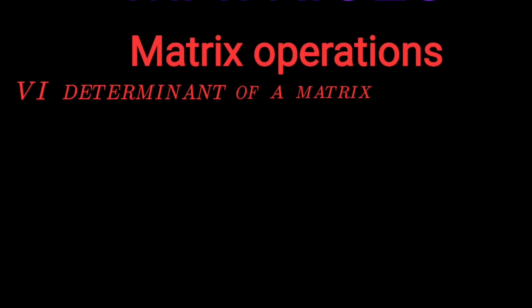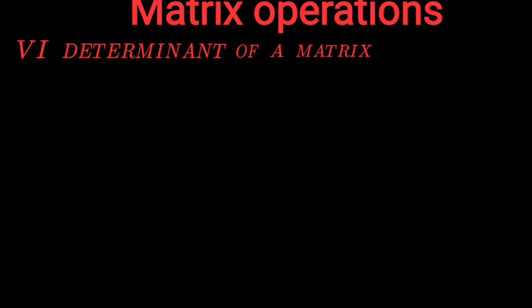Okay, so let's start. The first thing that you should remember is the determinant is defined only for square matrices. So let's start with a simple 2 by 2 matrix. So let's be looking for the determinant of 2 by 2 matrices, which is a square matrix.